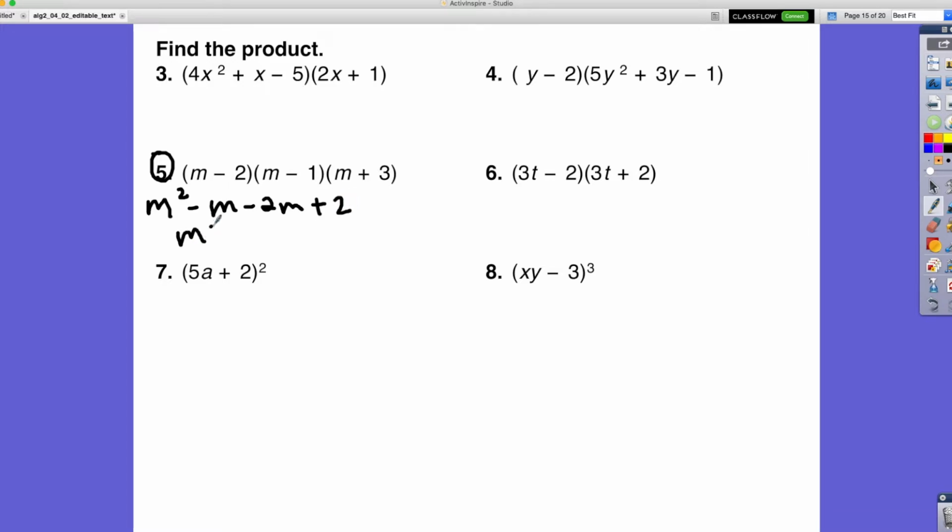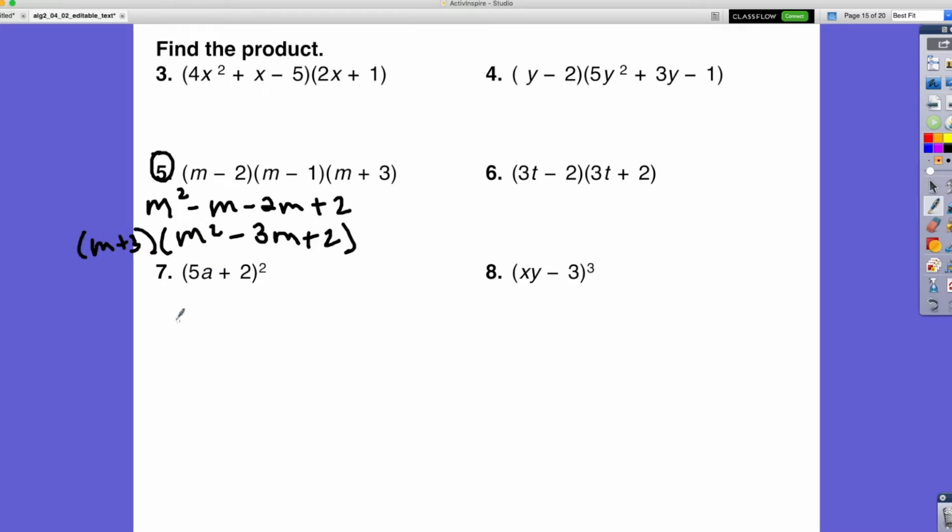I'm going to collect like terms. M squared minus 3m plus 2. Aha! There is my trinomial. So now I'm going to do my trinomial, and I'm just going to write my binomial here on the left side because that's how I like to multiply it. I like to do it this way. So now I'm going to multiply my binomial with my trinomial.